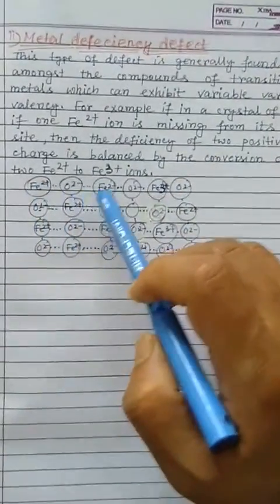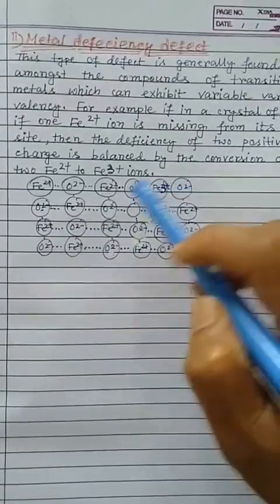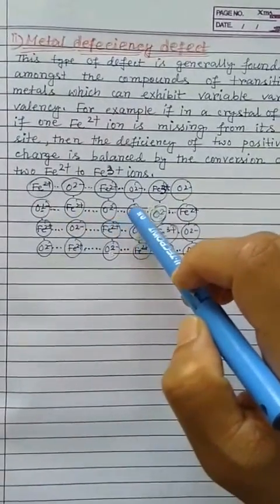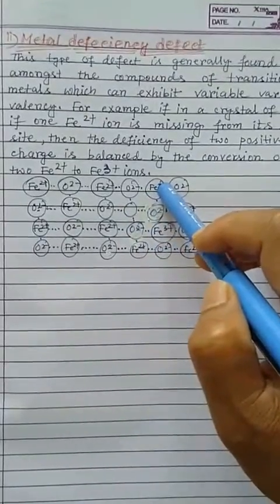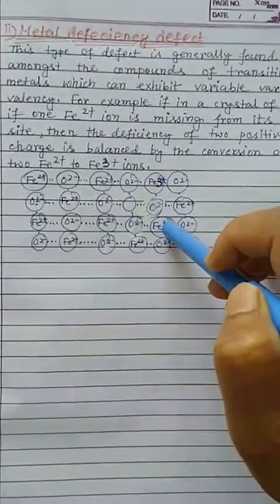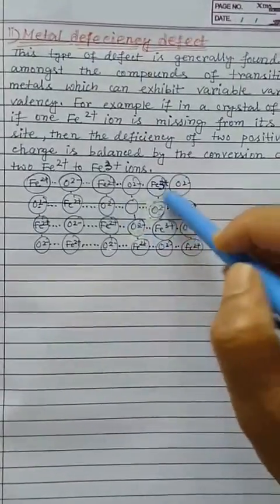So Fe2+ O2-, Fe2+ O2-, in this first row there is no problem. In the second row, suddenly one of the Fe2+ ions is missing, and to maintain electrical neutrality, this Fe2+ is converted to Fe3+, and this Fe2+ is also converted to Fe3+. In this way, they maintain electrical neutrality.